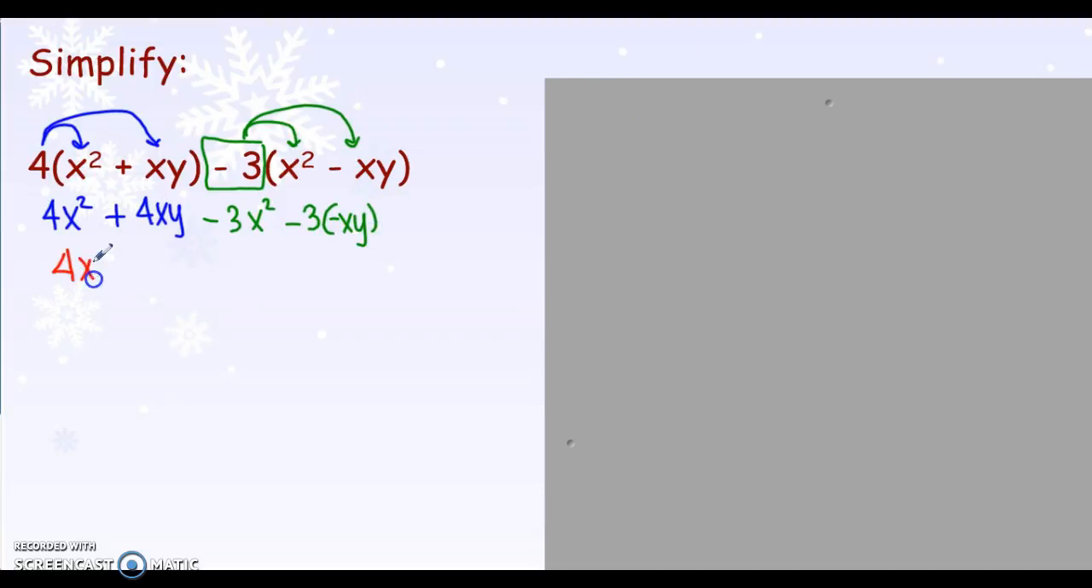We have 4x squared plus 4xy minus 3x squared, and a negative times a negative becomes a positive. And that's where most people make mistakes. So we're going to take a second, go through and look for any like terms.